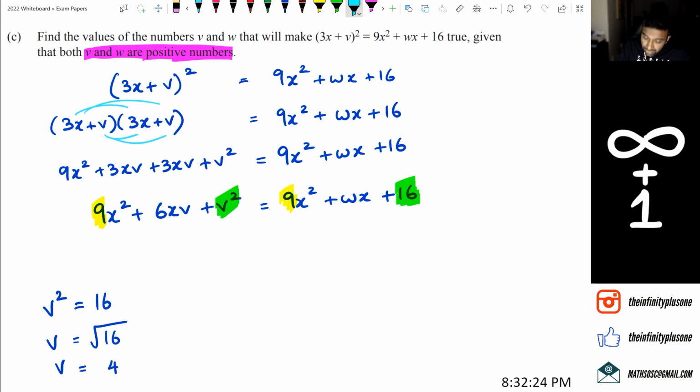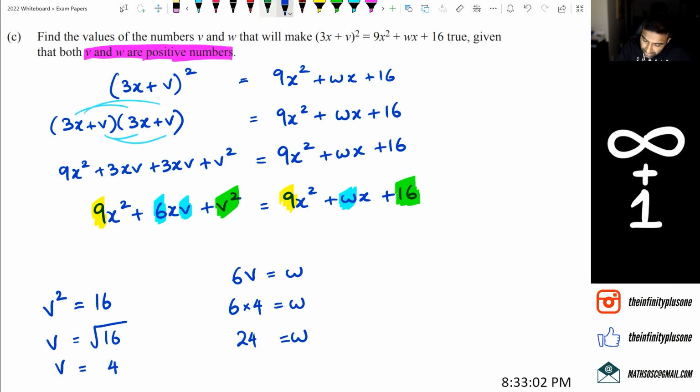The next thing that we need to figure out is w itself. So w is the coefficient of x, but on this side, the coefficient of x is actually 6v. So what we've got then is 6v is equal to w. We figured out what v is, which is 4. And so we can say that w is equal to 24. And once again, I don't think we need to worry about it being positive or negative. Well, no, I'm talking about the w. The w is positive because we've got a positive 4.